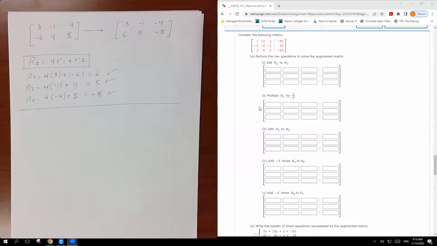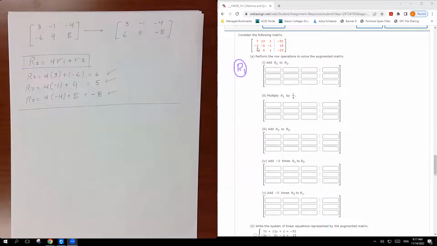They're telling you to add R2 to R1. So we're gonna add R2 to R1. That means we're gonna get a new R1. How are we gonna get a new R1? By adding R2 to R1. So here is R2 and here is R1. That means the change is going to be on the first row. So we're gonna add these two rows.